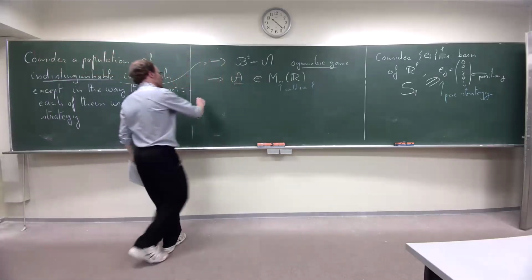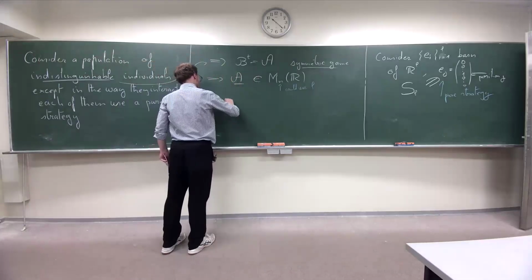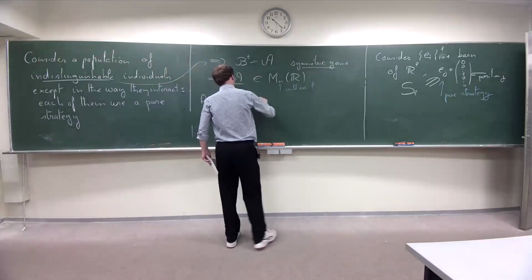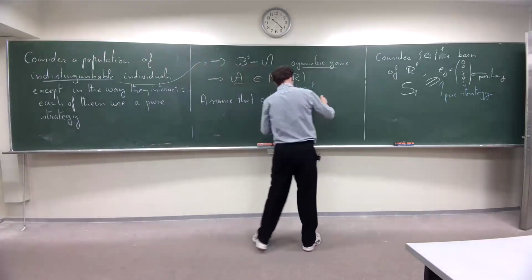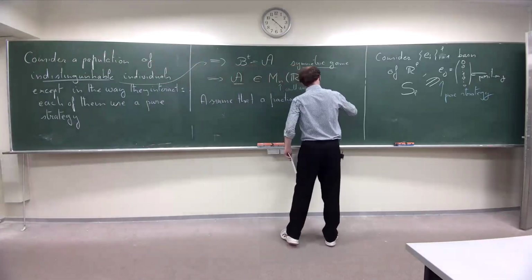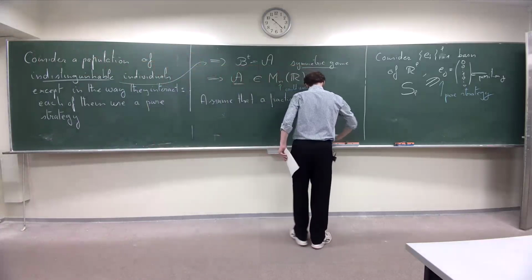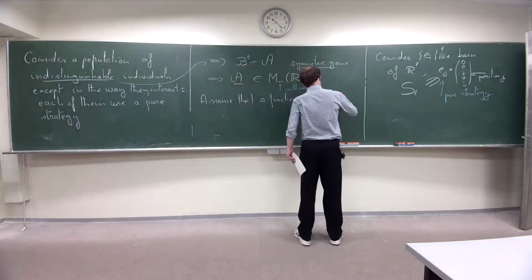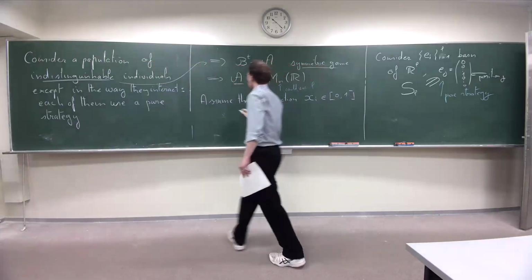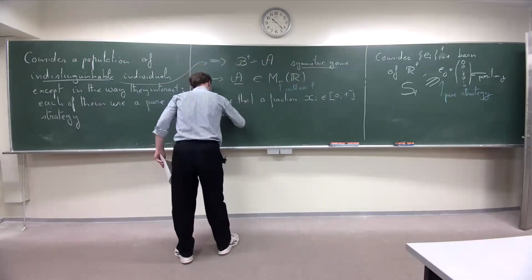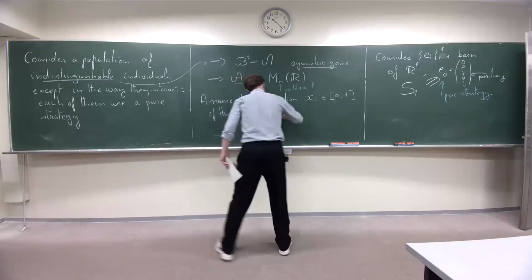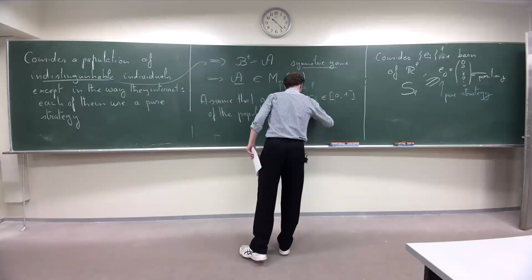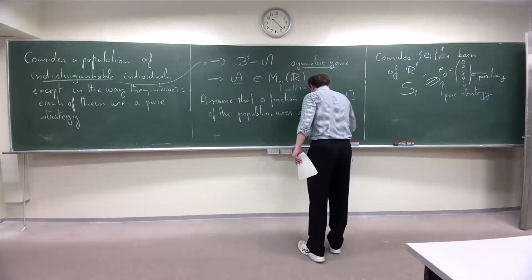And now we assume that a fraction x_i, between 0 and 1, of the population uses the pure strategy i.